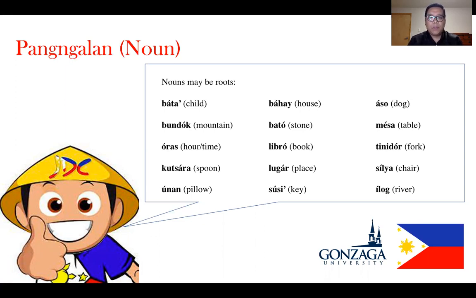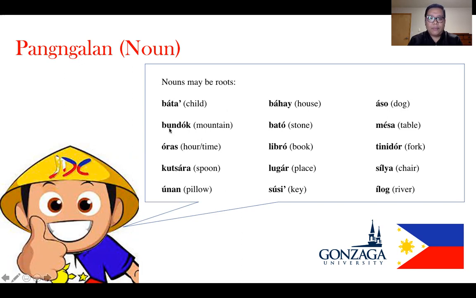For example, you have here the word bata, okay, which means child. Now, the symbol like this emphasizes the stress in the word, and then this symbol here means that it's a glottal stop. It's a sudden stop. Okay? So bata means child, bahay means house, aso means dog. So all of these words shown on the screen are examples of Filipino words or Tagalog words that are roots.